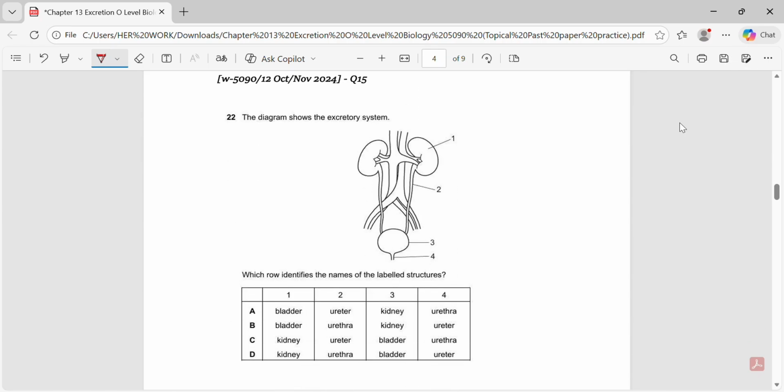Next, now here you can see a diagram is shown illustrating the excretory system, labeled as 1, 2, 3, and 4. The question asks, which row identifies the names of the labeled structures? We have to select the option that correctly matches the numbers on the diagram. The correct answer is C, kidney, ureter, bladder, urethra, with 1 as kidney, 2 as urethra, 3 as bladder, and 4 as ureter, making C the perfect answer.